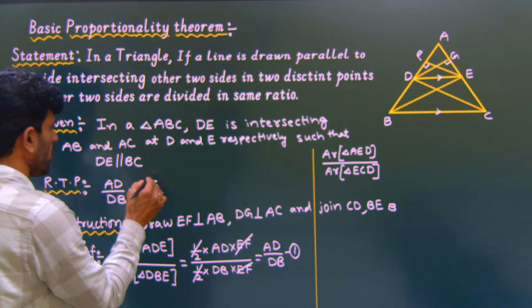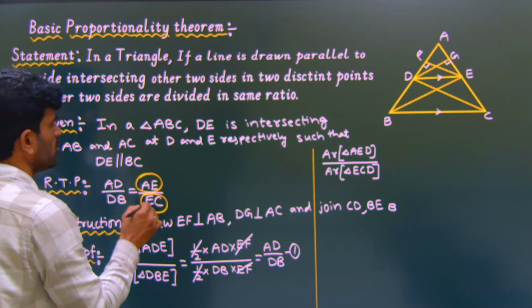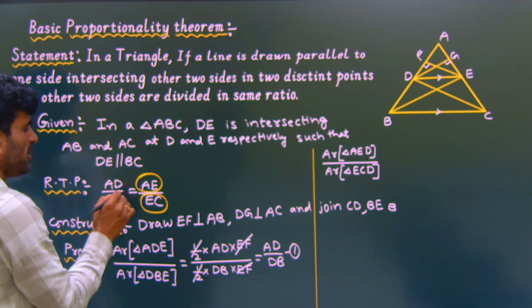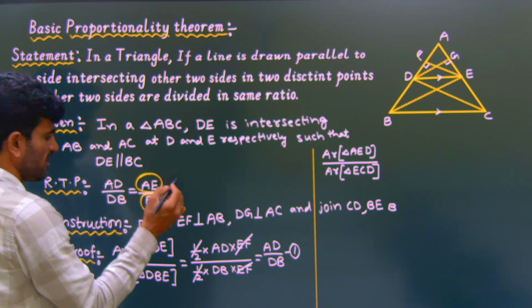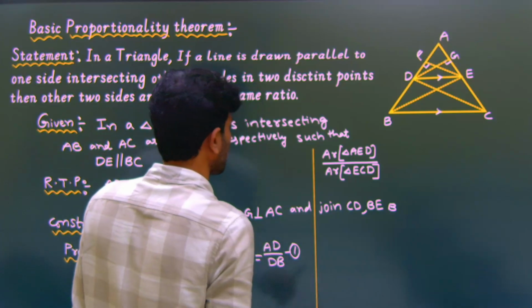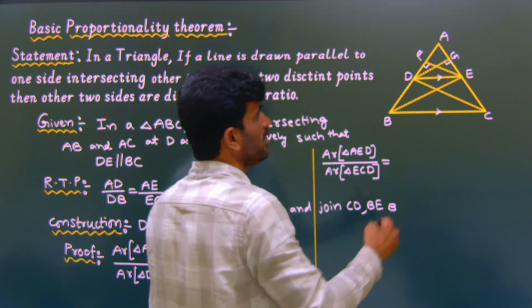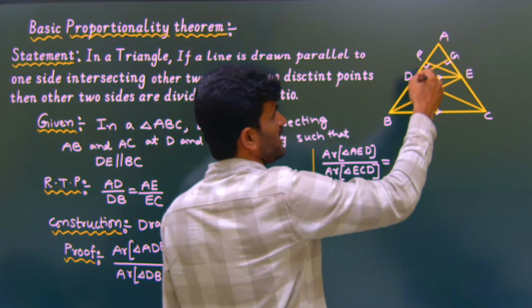again we want AE and EC. So we will take AED, ECD. Here ADE, DBE. Here AED, ECD. So like that we will take two triangles. So here, in the same way, in this triangle AE is base and BG is perpendicular.